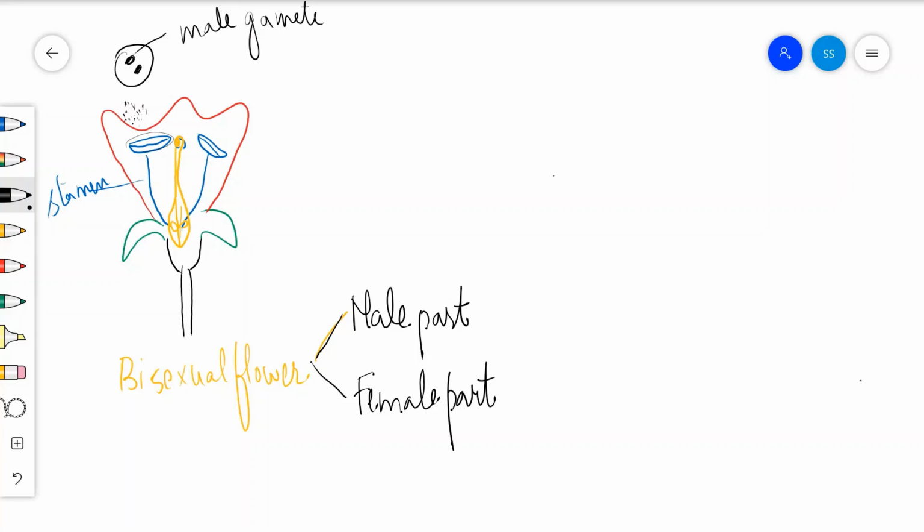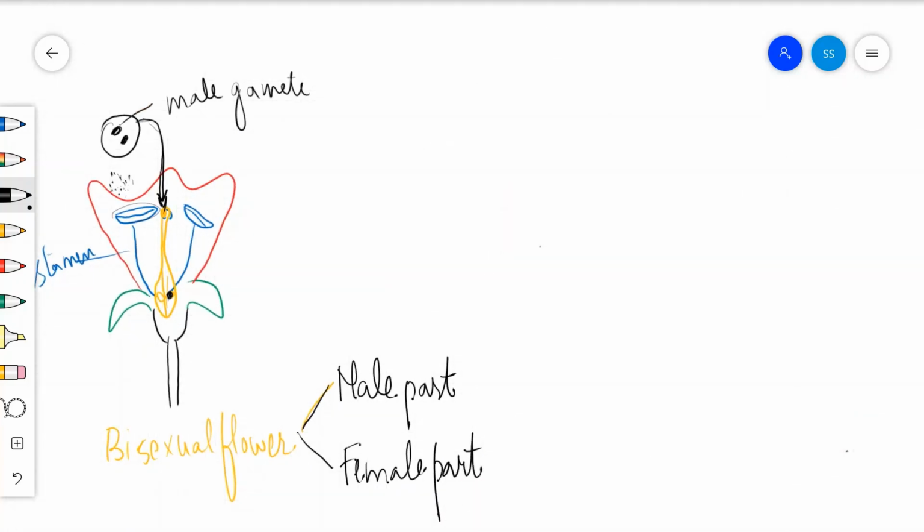And for the process of fruit formation, the male gamete should reach the female gamete inside the ovule. And for that, the pollen should get transferred to the stigma. The pollen from the anther gets transferred to the stigma of a flower, and that process is known as pollination. That process is pollination, which means the transfer of pollen from the anther to the stigma of a flower.